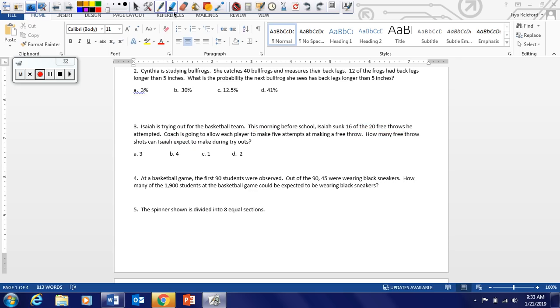So if you look at number 4, at a basketball game, the first 90 students were observed. Out of the 90, 45 were wearing black sneakers. How many of the 1,900 students at the basketball game could be expected to be wearing black sneakers? This word expected again means proportion. 45 out of 90 is on one side of your proportion. The other side gets 1,900 underneath X.